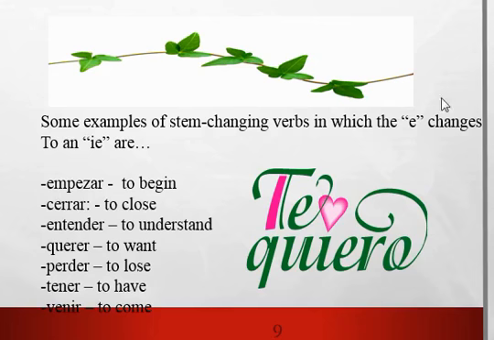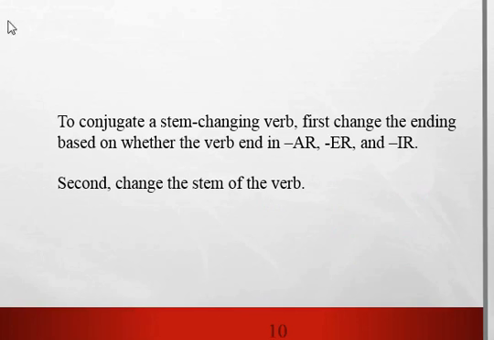Here are a few examples of stem changing verbs. These are ones in which an E in the stem becomes an IE. Simply slide an I in front of the E in the stem. Empezar, to begin. Cerrar, to close. Entender, to understand. Querer, to want. Perder, to lose. Tener, to have. And venir, to come. To conjugate a stem-changing verb, first change the ending, based on whether it's an AR, ER, or IR verb, and second change the stem, or the beginning part of the verb.